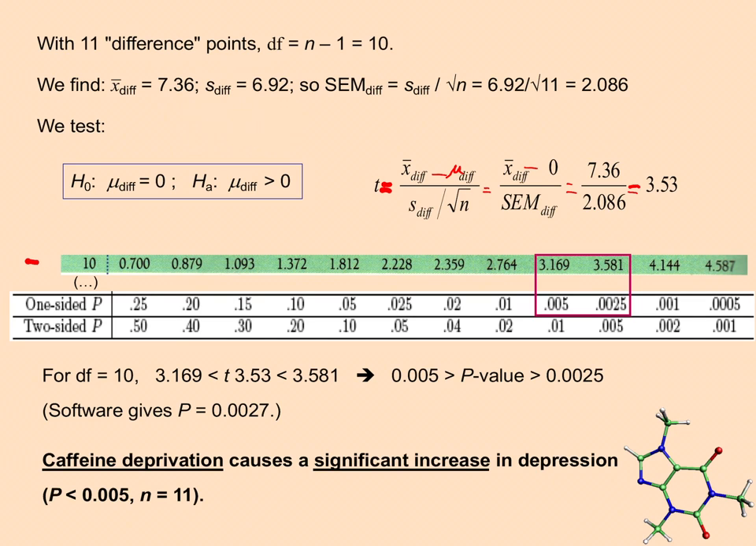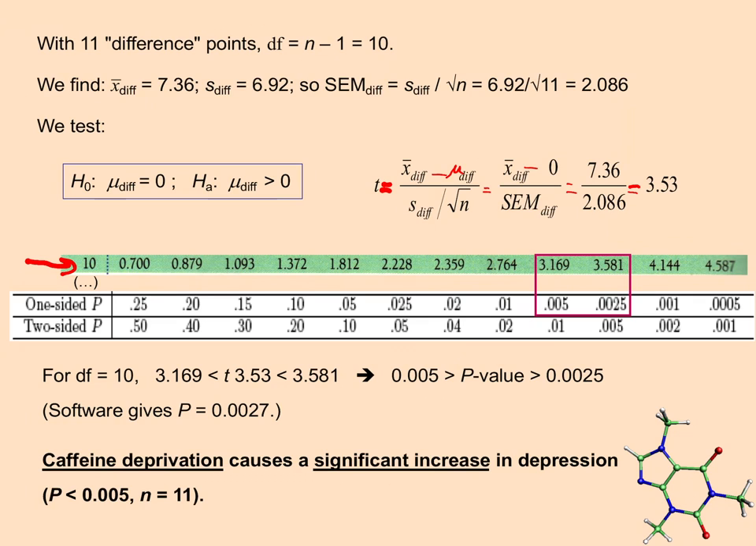Let's find our p-value. So on table C, we have to look at degrees of freedom of 10, n minus 1, that's the row, go all the way over, and we find our t-statistic falls between 3.169 and 3.581. That corresponds to a one-sided p of 0.0025 to 0.005. Minitab would calculate that more precisely at 0.0027. So this is highly significant, very significant, right? You can see that right there.